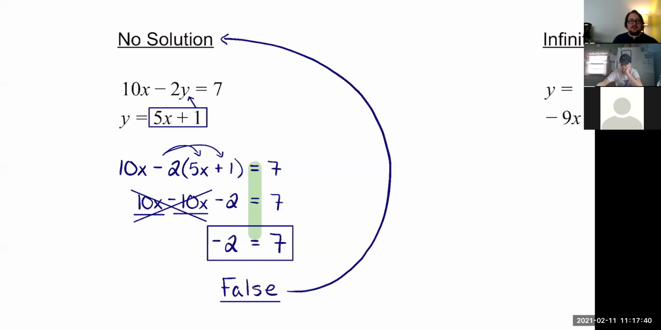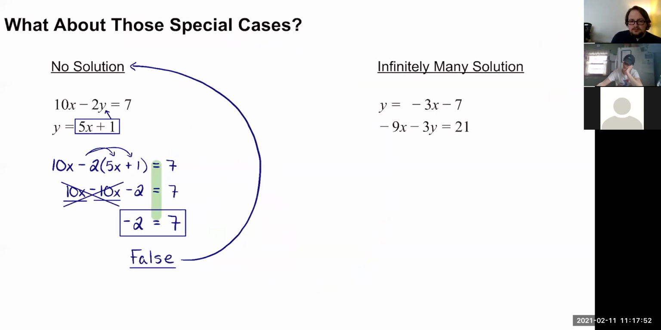So as soon as the variables disappear, I always recommend look at what's left over. Don't try to do anything else because there's nothing else you can really do. So then there's infinitely many solutions.